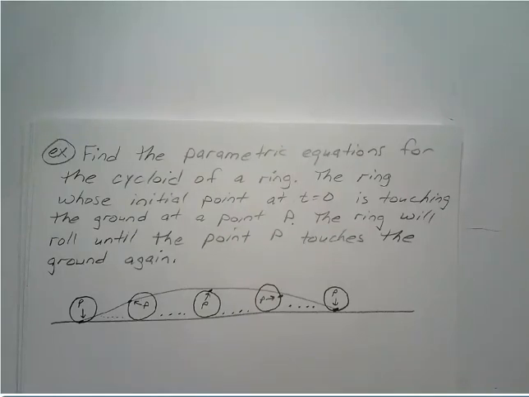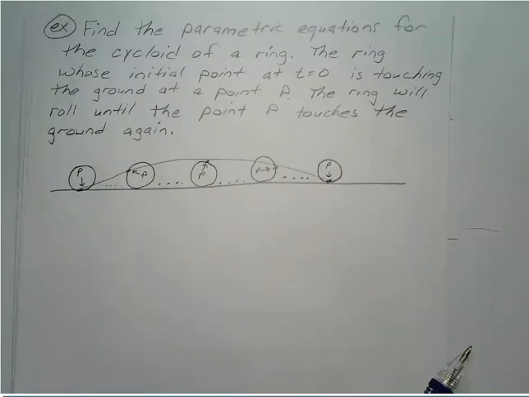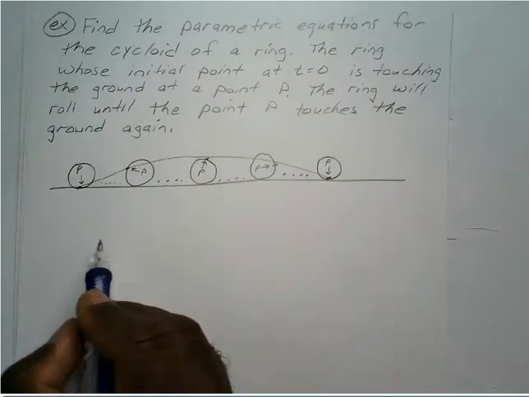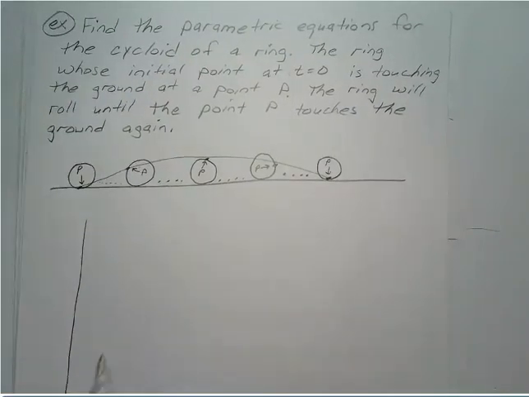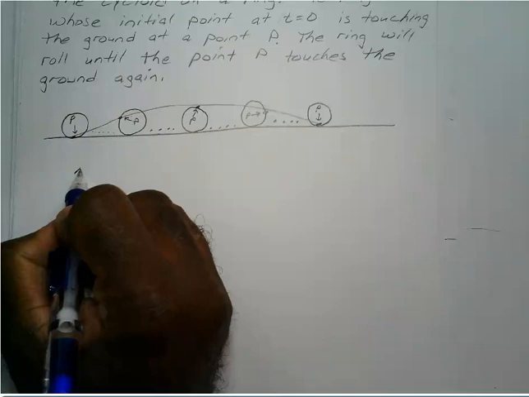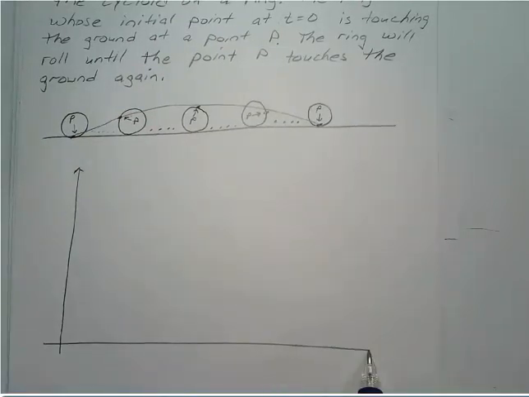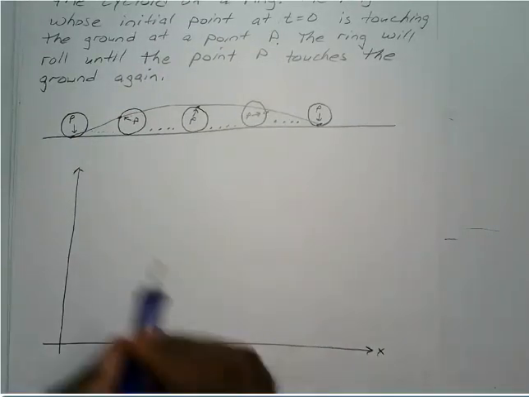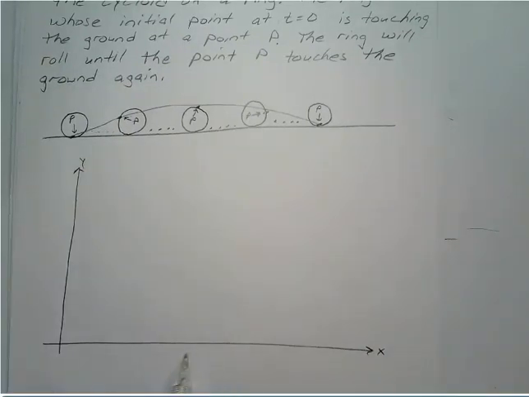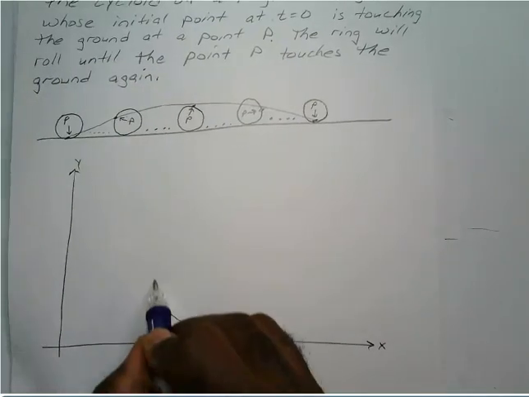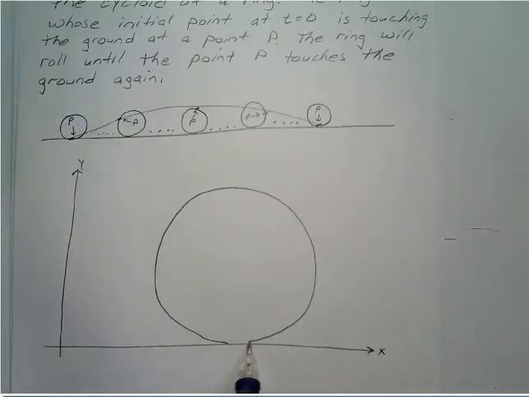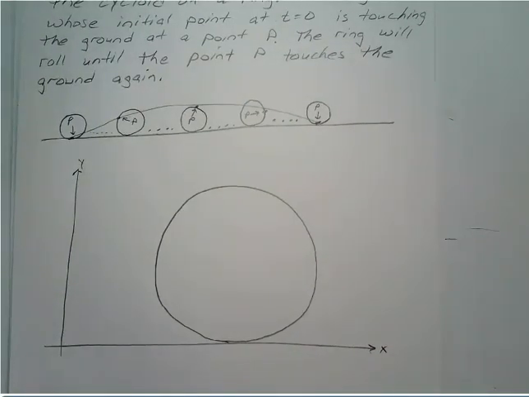To do that, we're going to start with one ring on an XY axis. The x-axis, of course, is going to be the ground. So we're going to have a ring, and please excuse my drawing if it's not perfectly symmetric, but hopefully you get the idea. Oh, that's pretty good, especially for me.